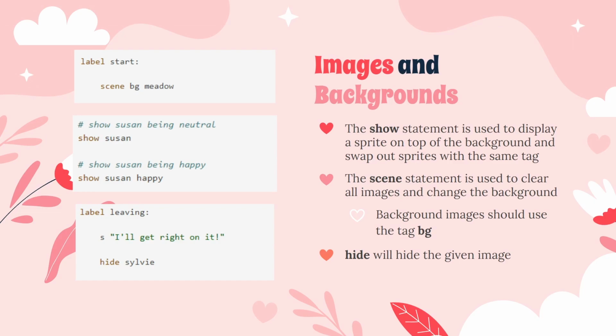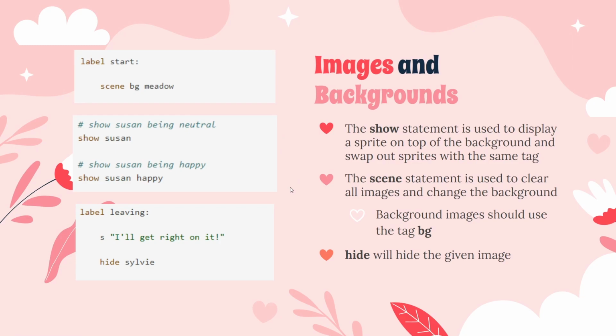So the show statement is what you would use to show a sprite on top of a background. And as I mentioned, if a sprite has the same tag, then they will be swapped out for each other. If you want to show a background, you would use the scene statement. A scene statement would clear all the images, all the sprites showing on the screen, as well as the previous background, and would show the new background. And when you have images in your folder to use as a background, the tag should be BG. So in this case, the tag is BG, and then the attribute is meadow.